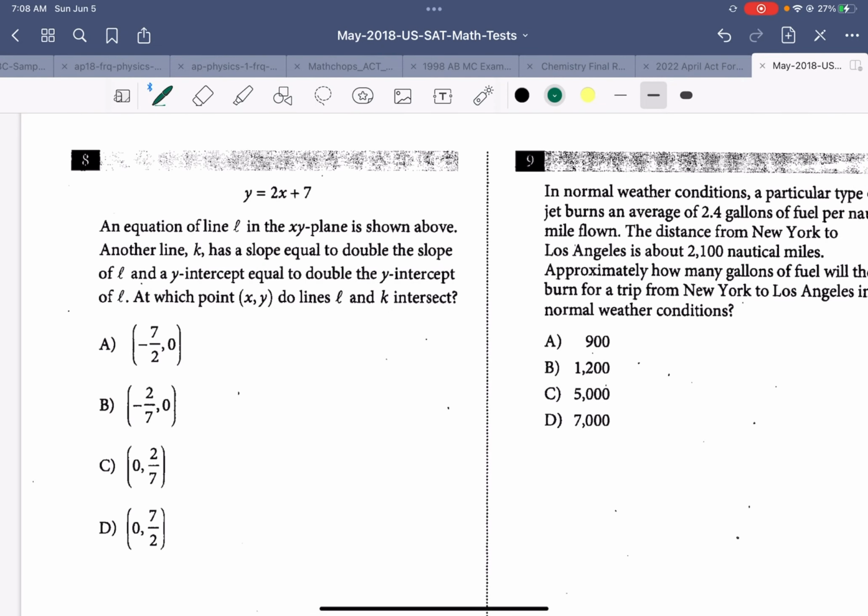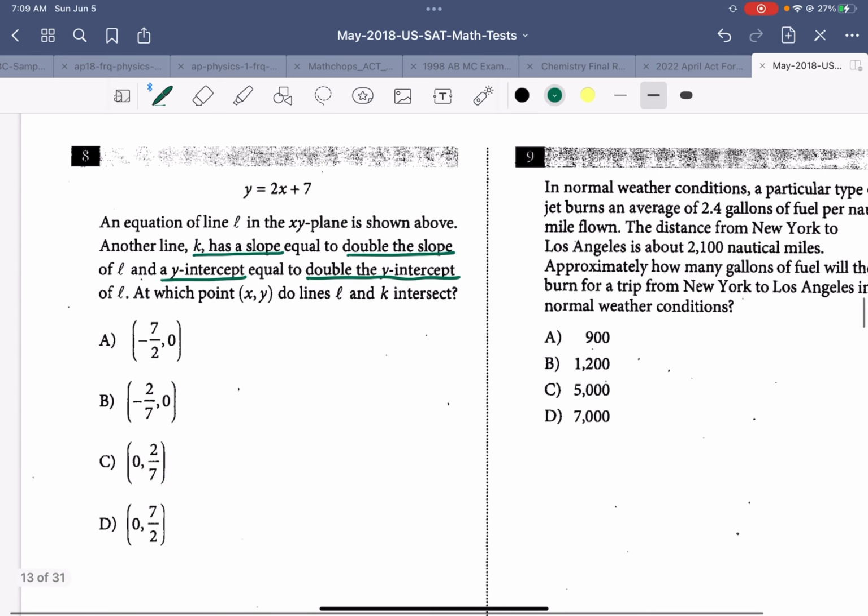Number 8, y equals 2x plus 7. On the equation of the line L in the xy plane as shown above, another line K has a slope double, and also the y-intercept double. So you can say this is line L, and line K, slope double, so y equals 4x plus y-intercept double, so 7 times 2 is 14.